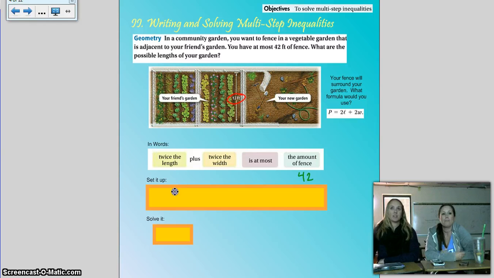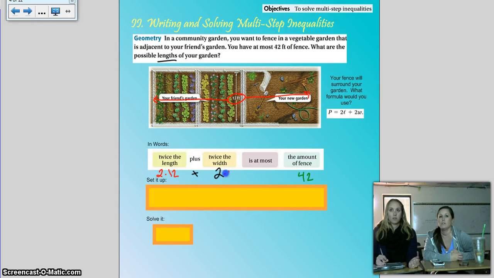So does it matter if I put that in for length or width? No. Does it really matter in perimeter? No. It happens to be in the center, but it can travel all the way over to my new garden. So we're going to have 2 times 12 plus 2 times W, so 2W, is at most, so is less than or equal to 42.